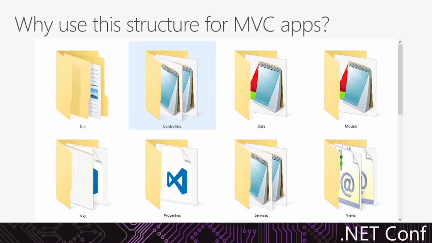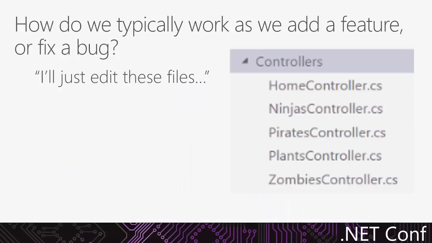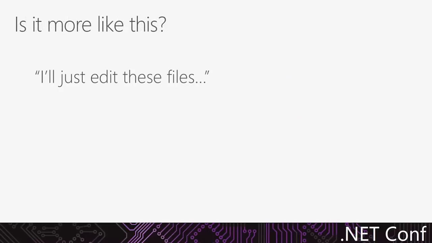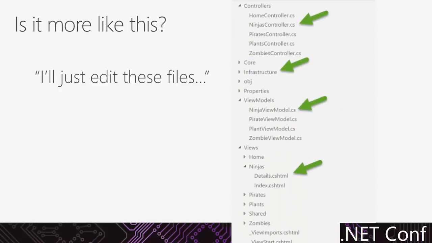Thus, working on a particular aspect of the application most frequently involves touching files from many different folders. Imagine you're looking to add a feature to your MVC structured web project. Naturally, you start in the controllers folder. Is that where all the files are that you need to change? Or is it more like this, where you find yourself touching a controller, some database classes, at least one view model in its own folder, and then one or more views in their own folder?